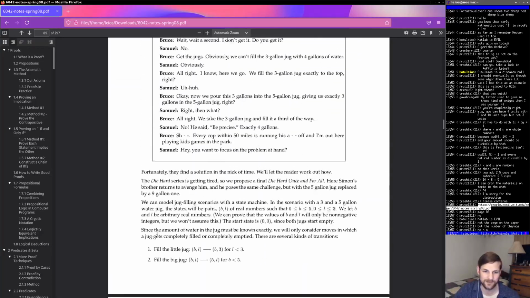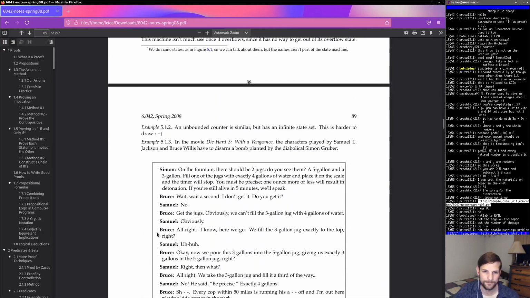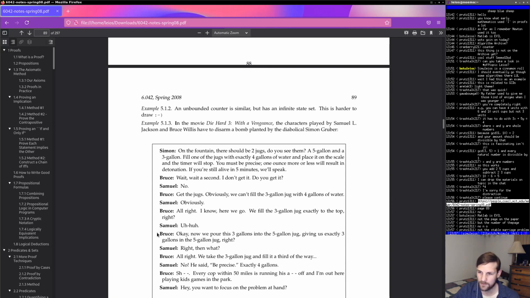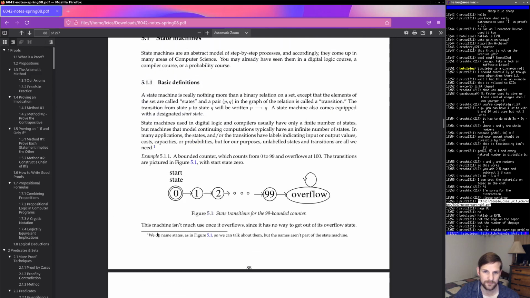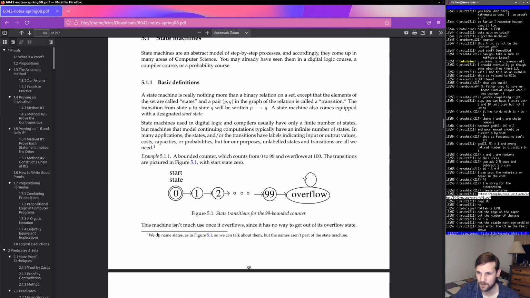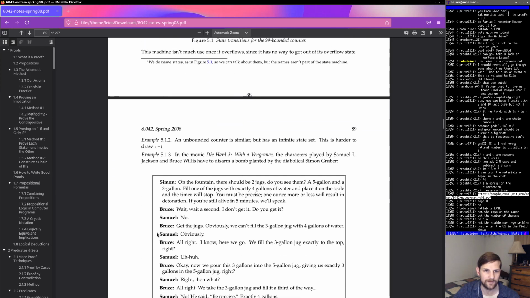I'm trying to scroll up. It's just hard because my fingers are sweaty. Okay. And not the same, yeah. So an unbounded counter is similar. Just enter 89 in the field above. Well, yeah, I'm there.